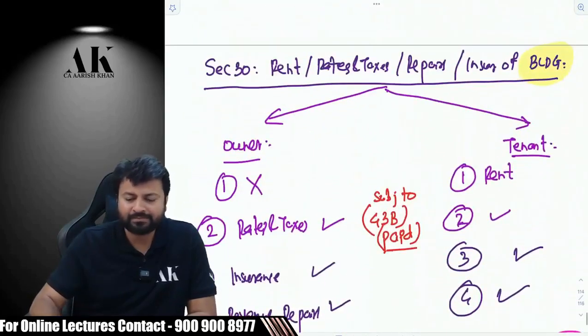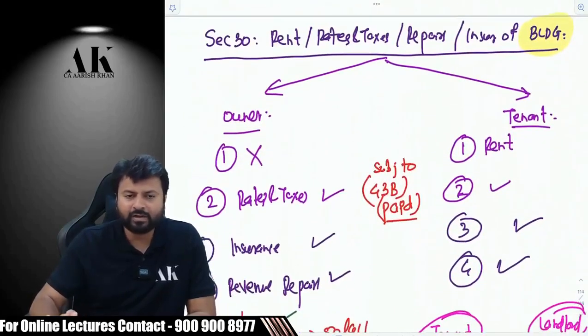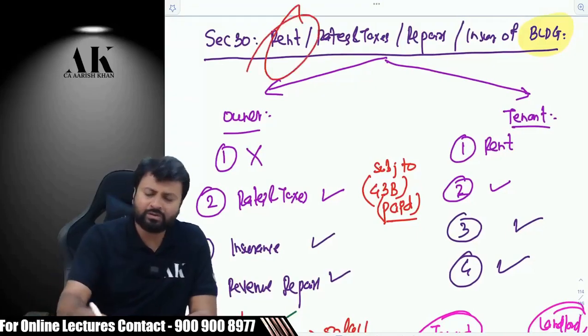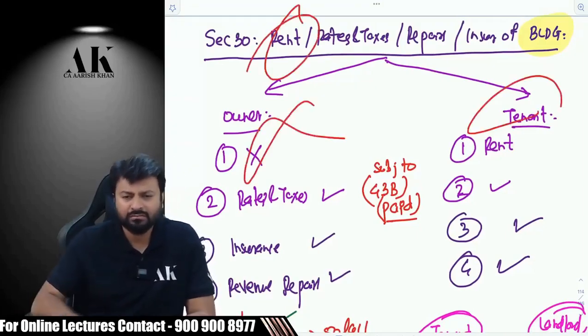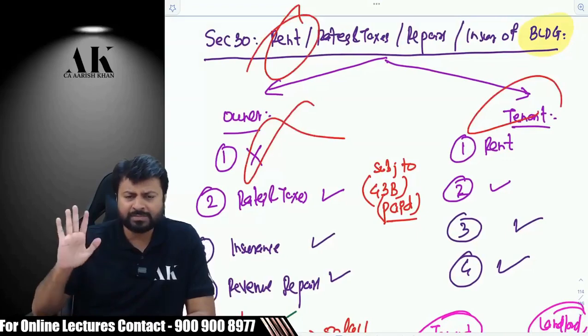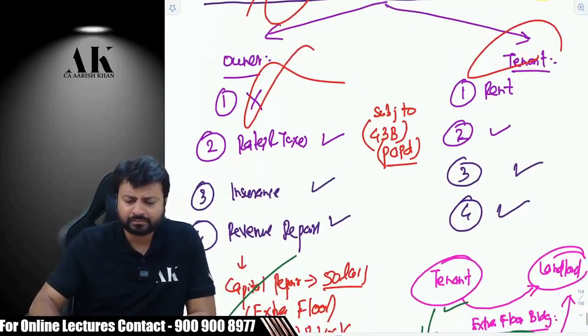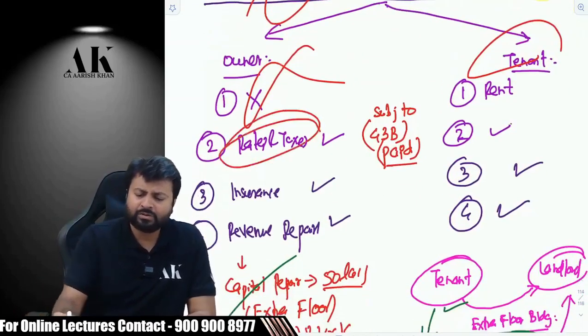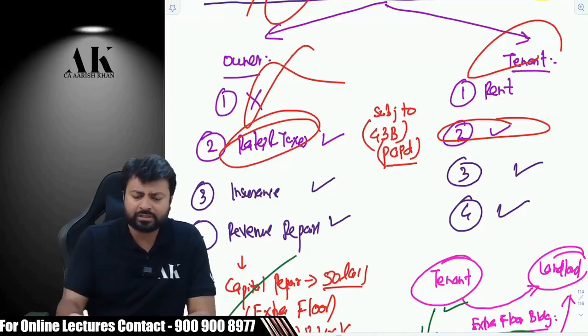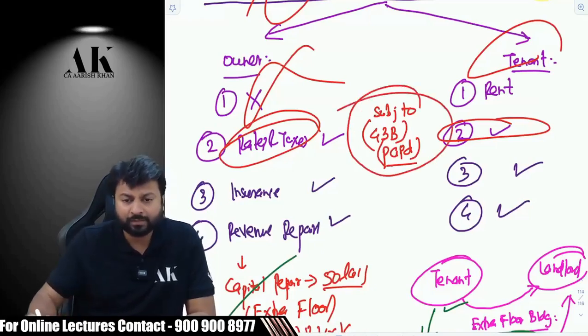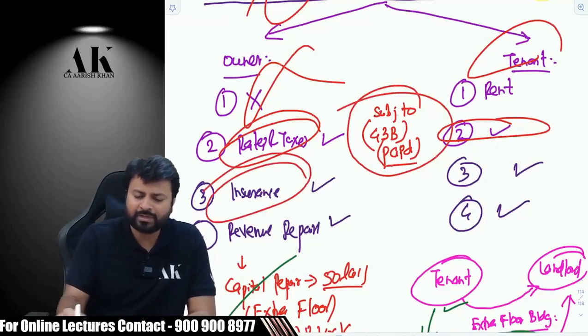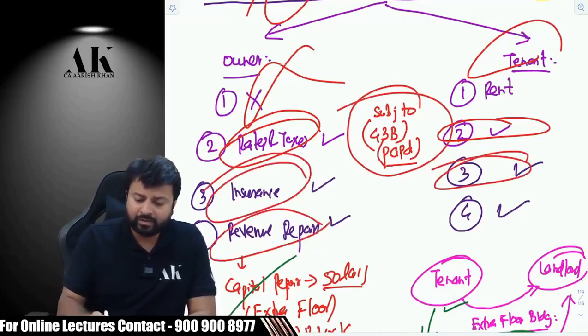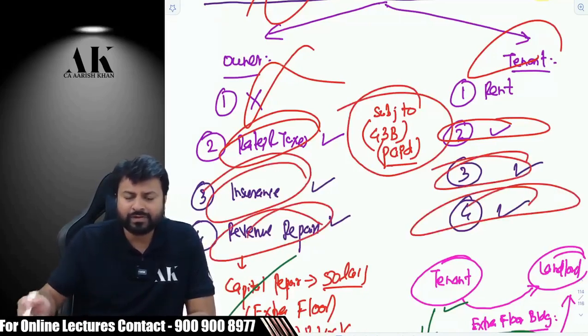So this is what this provision is all about. Again, I will repeat. Section 30 talks about 4 expenses. Still it is not completed. Rent, rates and taxes, repair and insurance. Rent is only allowed to the tenant, not to the landlord. Rest of the 3 expenses are allowed to both of them. Rates and taxes allowed to both. Whomsoever will pay will get the deduction, subject to 43B. You have to pay. It cannot be allowed on accrual.